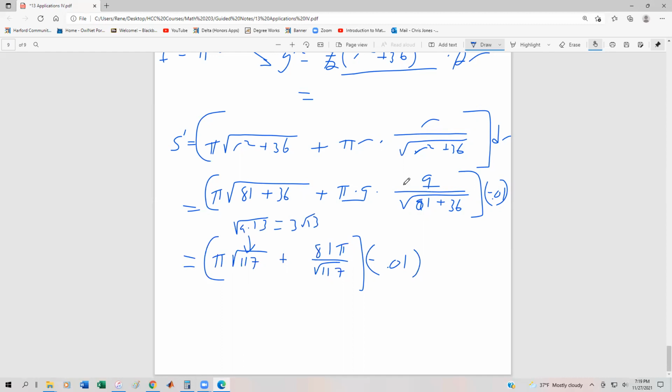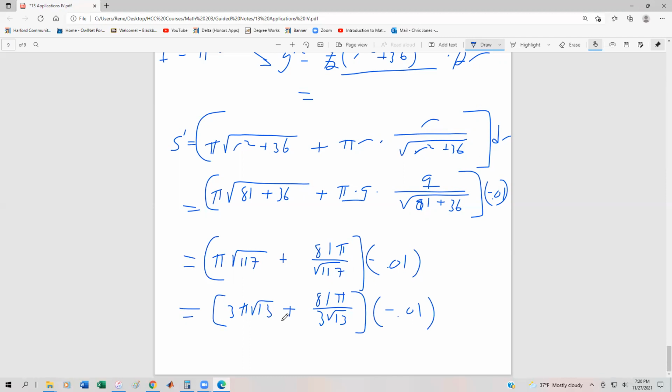So we could simplify that just a little bit more just by using our good old Algebra 2. And so we rewrite this as the quantity 3 pi root 13 plus 81 pi over 3 root 13, and we still have that negative 0.01. We might have to erase a little bit here because we're almost out of room. We can simplify this because it's just going to become 27 pi, since the 3 and the 81 simplify. This will just be a 27. And so we just need to get a common denominator, the square root of 13.